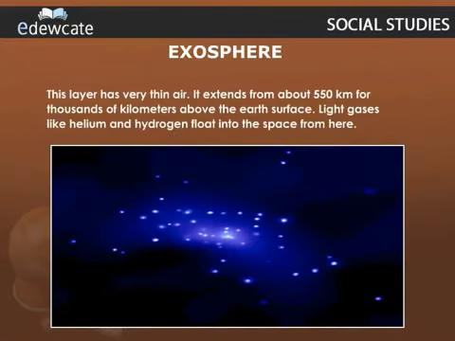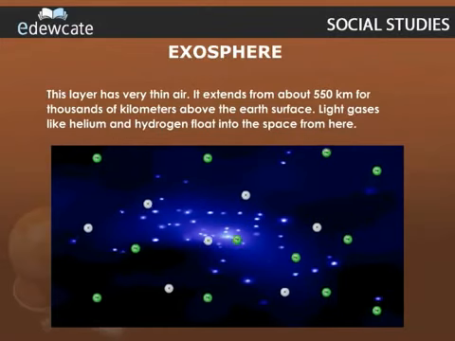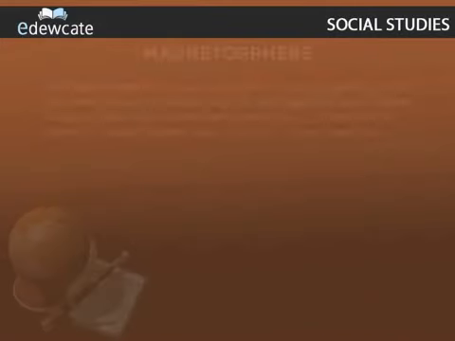This layer has very thin air. It extends from about 550 kilometers for some thousands of kilometers above the Earth's surface. Light gases like helium and hydrogen float into space from here.